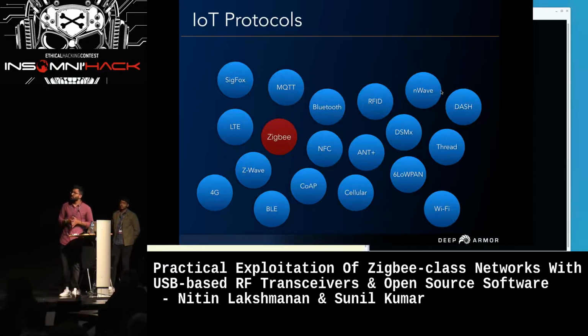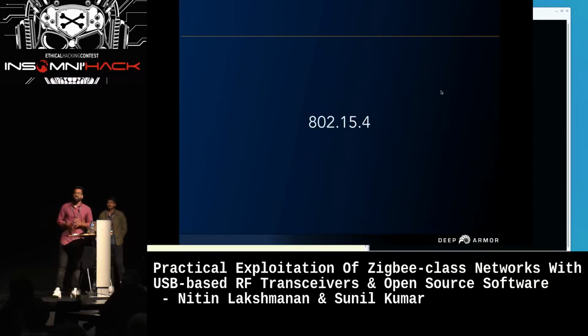There are protocols like LTE, MQTT, CoAP, Zigbee, BLE. Out of all these protocols, today we are mainly focusing on Zigbee. So before understanding the Zigbee protocol, we need to understand the 802.15.4 IEEE standard because Zigbee is an extension of this particular standard.